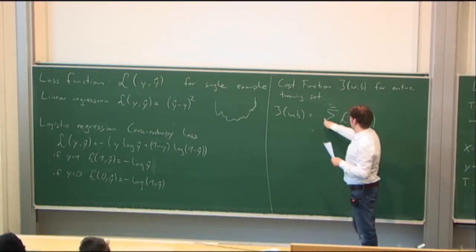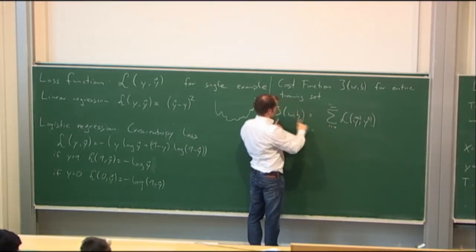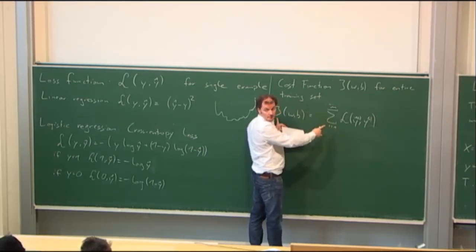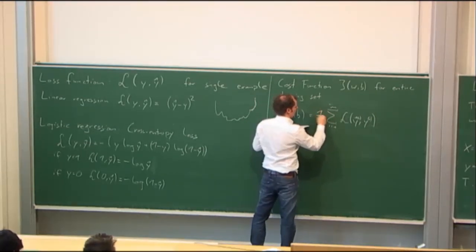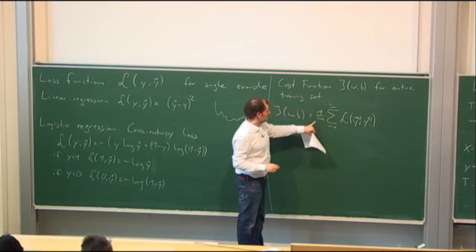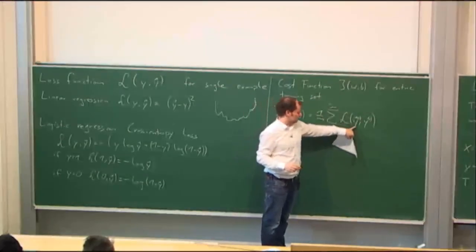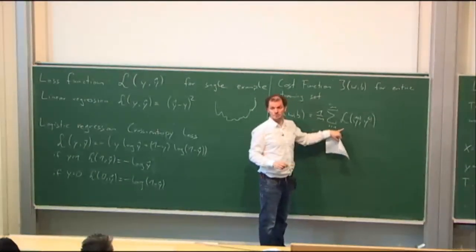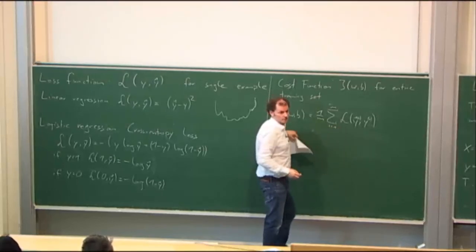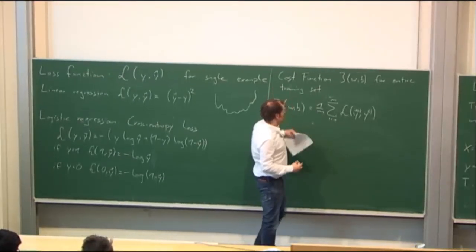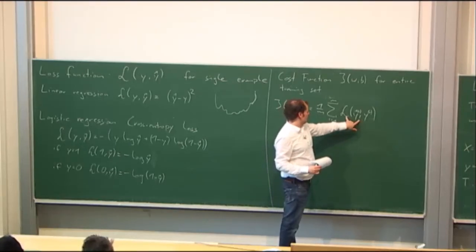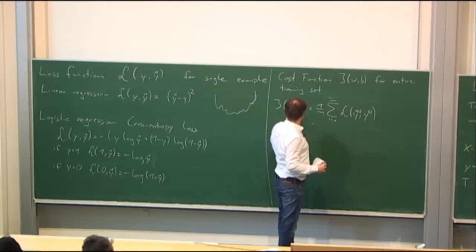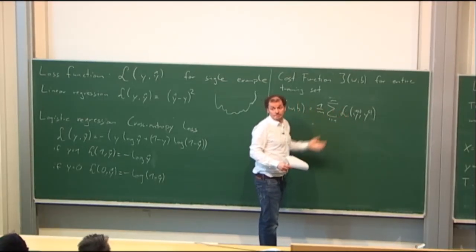And now there's one thing that we do here: because the cost increases if we have more training data, we just divide by the number of training examples. So we don't take the sum of the losses of the training examples, but we take the average loss per training example. That's just our cost function. It's very simple, right? We have a loss for every single training example, and our cost for our parameters W and B is just the average loss.